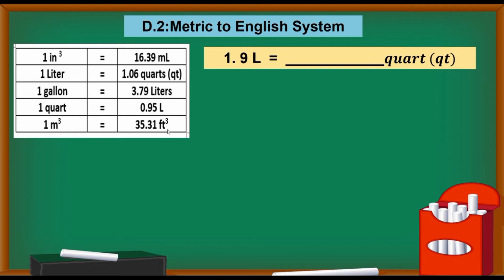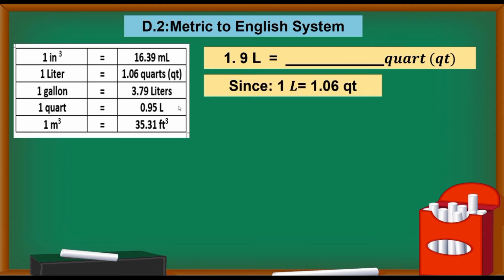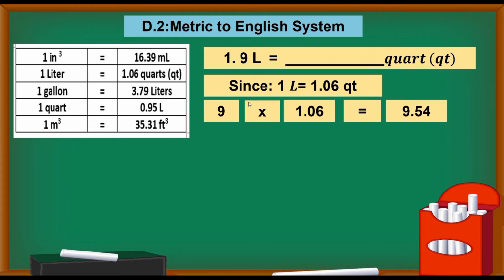So, given ang 9 liter, how many quarts? Ang hinahanap po, ilang quart daw ang 9 liters. Since ang 1 liter, ayan, parehas na liter sila, ay equal kay 1.06, ibig sabihin, imumultiply natin. So, 9 times 1.06, and that would be equal to 9.54. So, therefore, in 9 liters, there is 9.54 quarts.